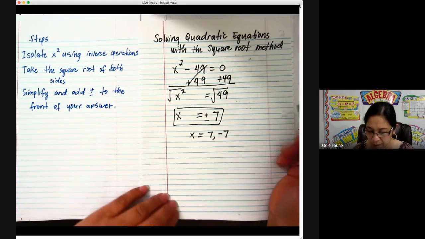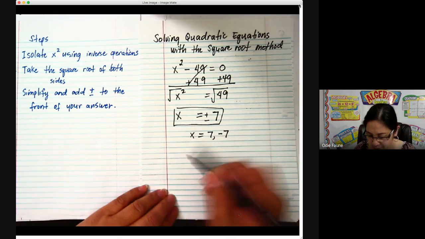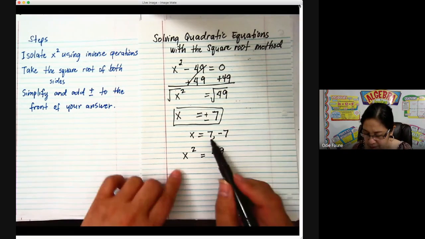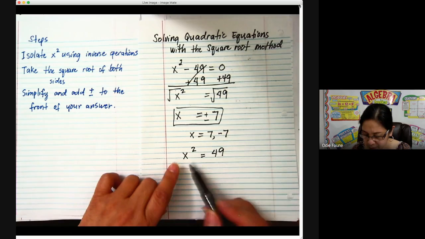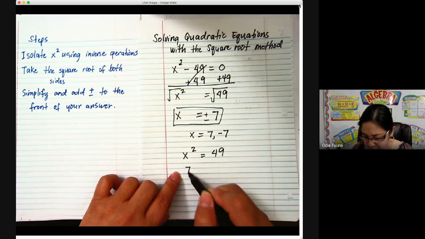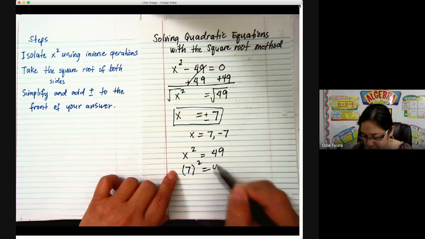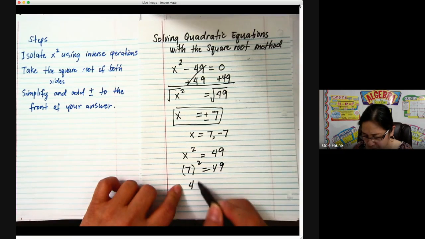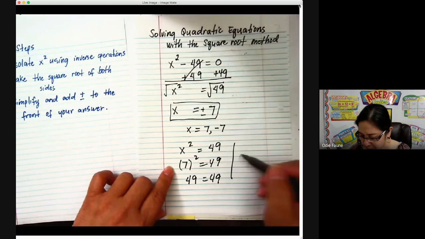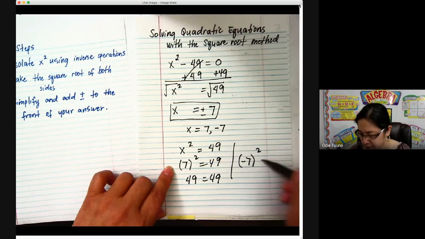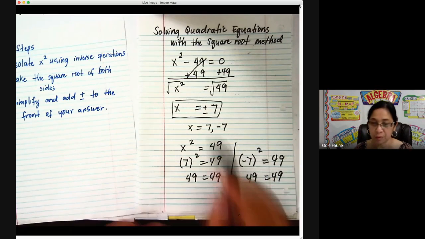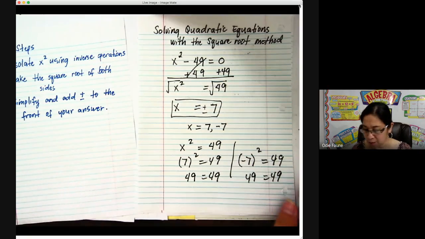Okay, why? If you look at this equation, x squared is equal to 49. These two x values, if we square them, will yield 49. So let us verify. If I place 7 to the second power, 7 to the second power will be 49, and this is 49. Also, if I plug in negative 7 and you square that, it will also give us positive 49. So these are the two roots.